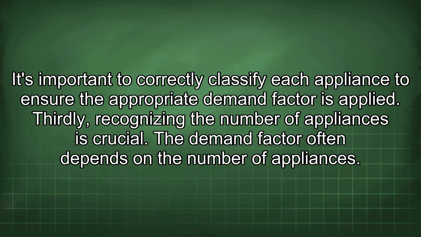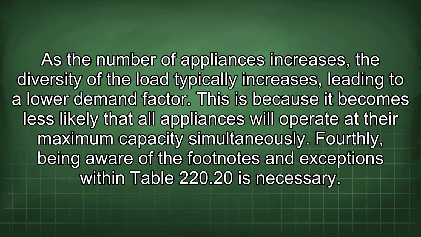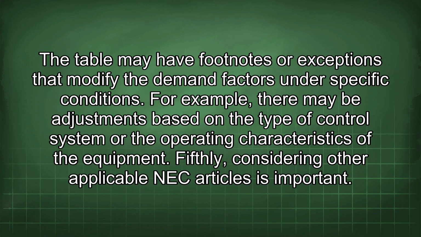Thirdly, recognizing the number of appliances is crucial. The demand factor often depends on the number of appliances. As the number of appliances increases, the diversity of the load typically increases, leading to a lower demand factor. This is because it becomes less likely that all appliances will operate at their maximum capacity simultaneously. Fourthly, being aware of the footnotes and exceptions within Table 220.20 is necessary. The table may have footnotes or exceptions that modify the demand factors under specific conditions. For example, there may be adjustments based on the type of control system or the operating characteristics of the equipment.